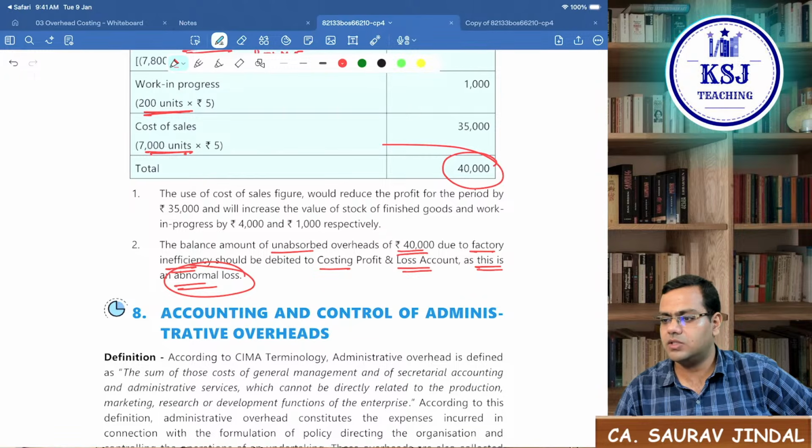The 10th one also I want to take up. Their supplementary rate calculation is there. In case you people feel that any question is difficult for you, we can take up that question.